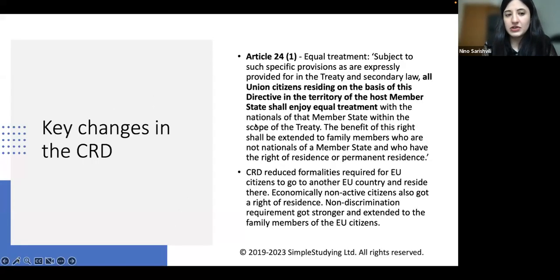You could also have a look at the key changes in the CRD and argue that even though there were some inequalities before the enactment of this directive, it has addressed those inequalities, and now all the nationals of the member states have equal treatment.